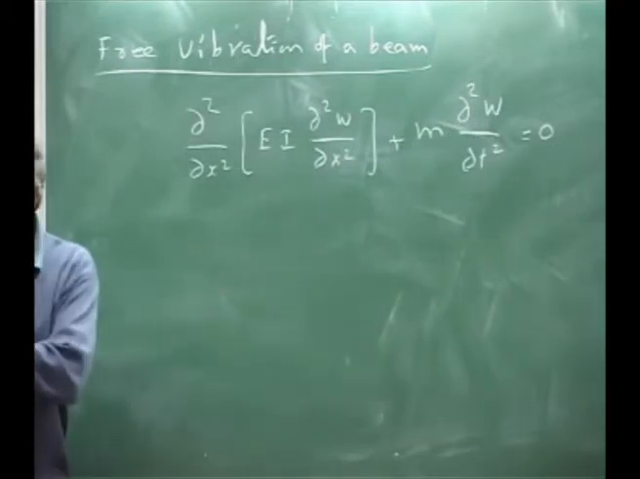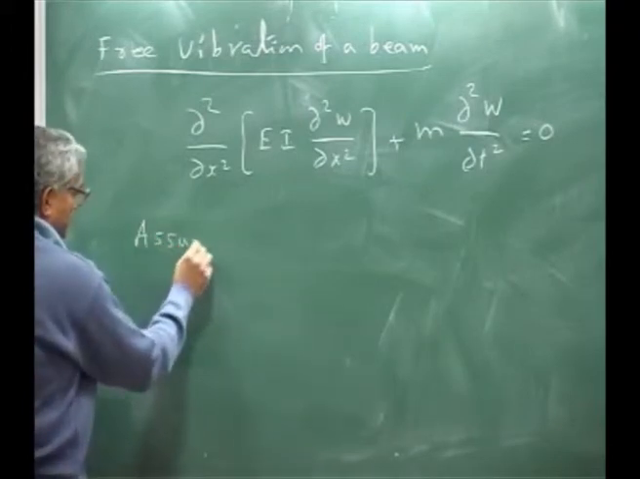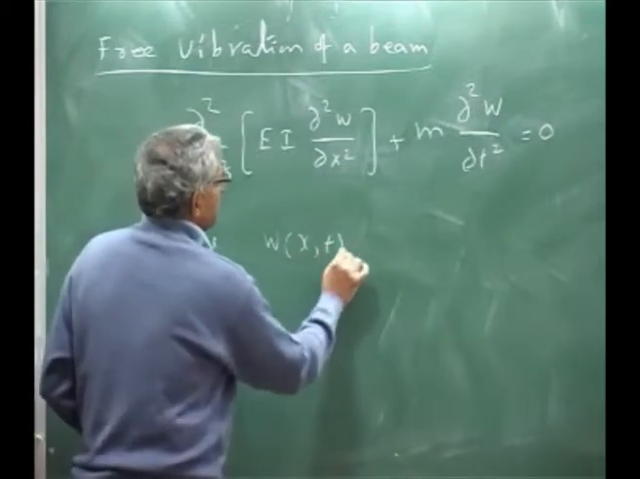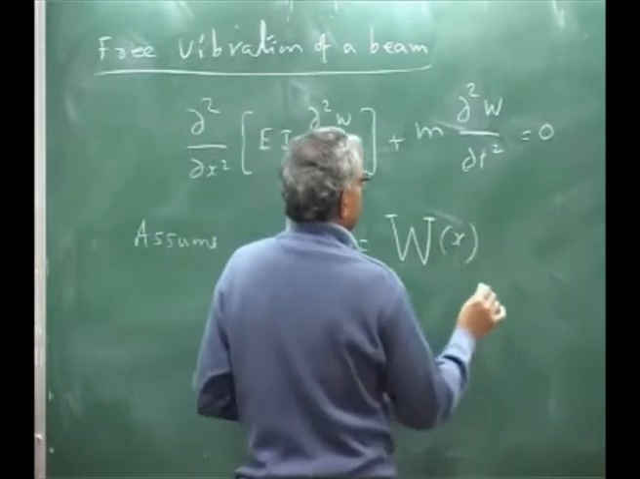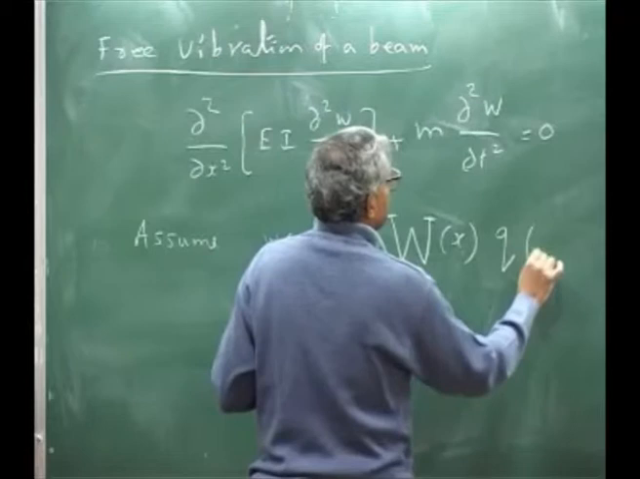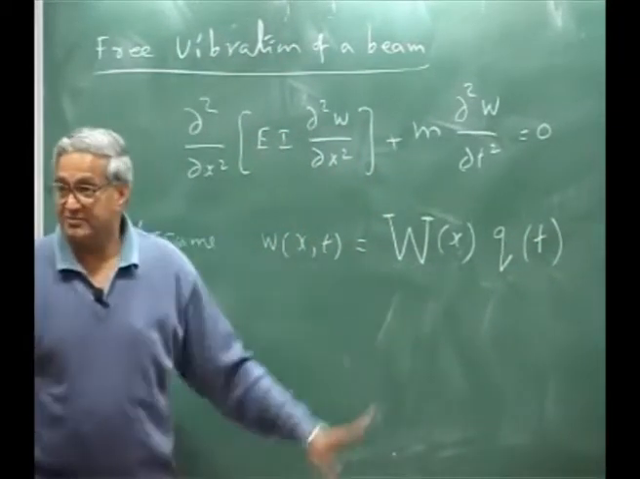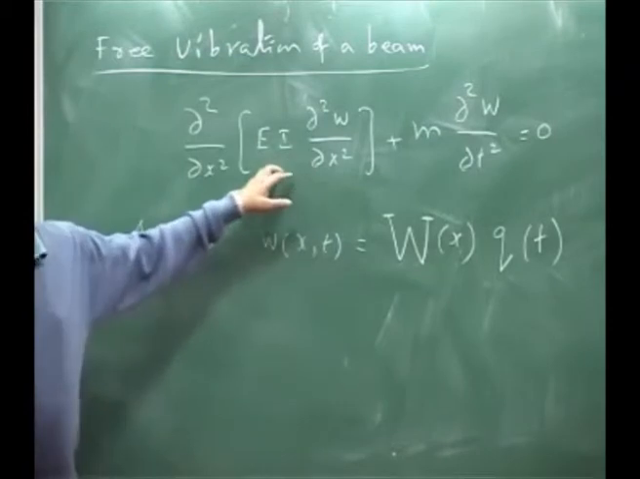First I am going to assume that my W, which is a function of x comma t, I can write it as something like this. This is what separation of variable. Okay, I am writing it as an assumed solution. I will go and substitute here.